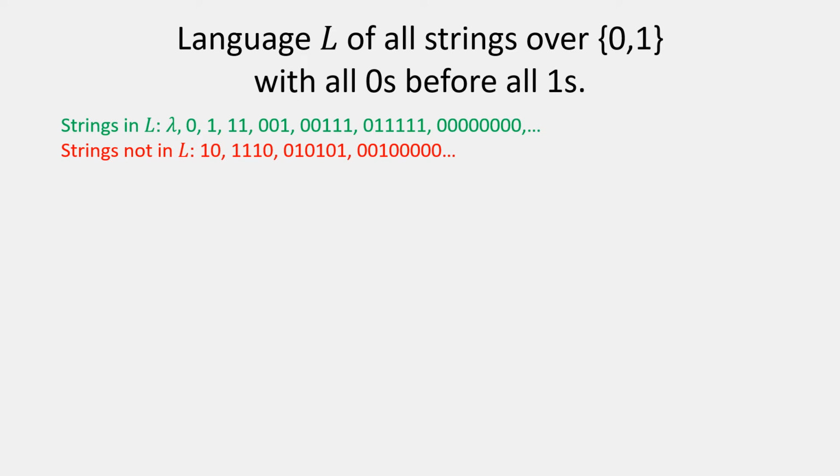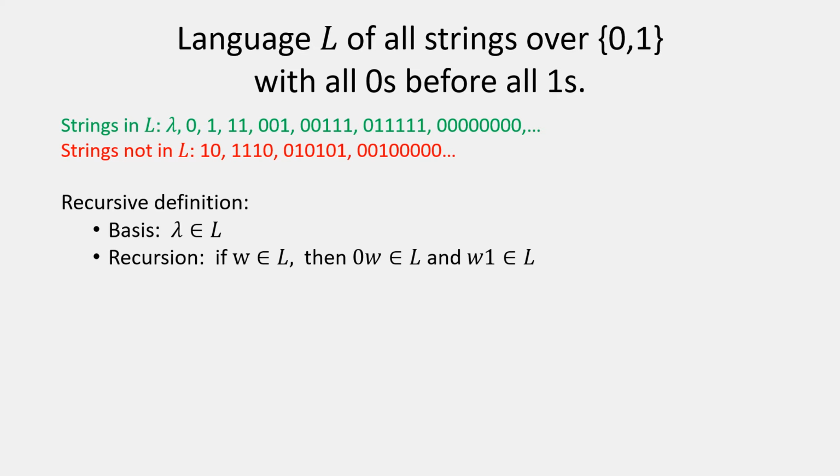So what will not be in the language is strings like 1, 0, because you got a 1 and then a 0. Even if you got a whole bunch of ones and then a 0, it's not in the language. If you have 0, 1, 0, 1, 0, 1, it's still not in the language, because even though it starts with a 0 and ends with a 1, in the middle you have a 1 followed by a 0, and so on. So hopefully you can see what language we are talking about. Now let's see how we could describe it.